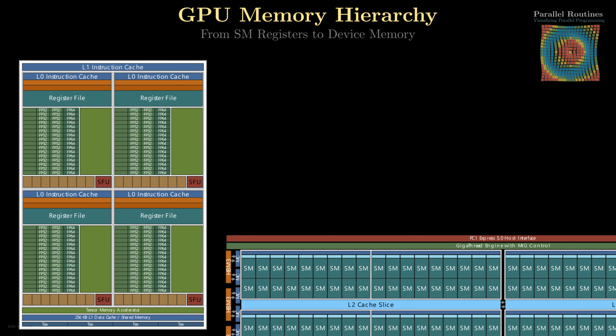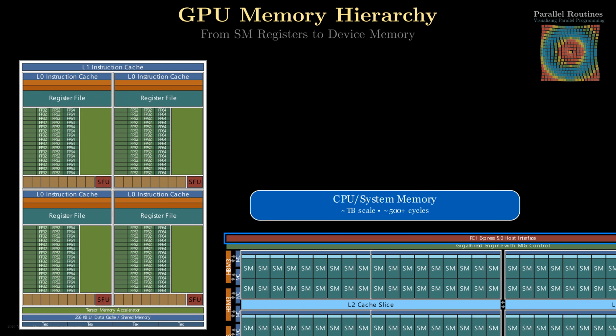Faster, smaller memories are closer to the SM, while slower, larger memories are farther away. CPU system memory is located off-chip and is accessed over interconnects such as PCIe. It has higher latency and limited bandwidth compared to on-device memory.